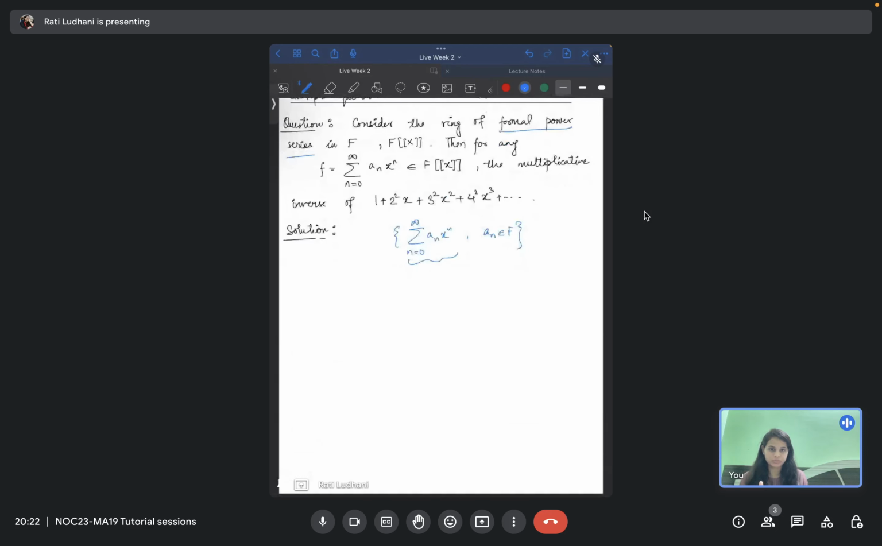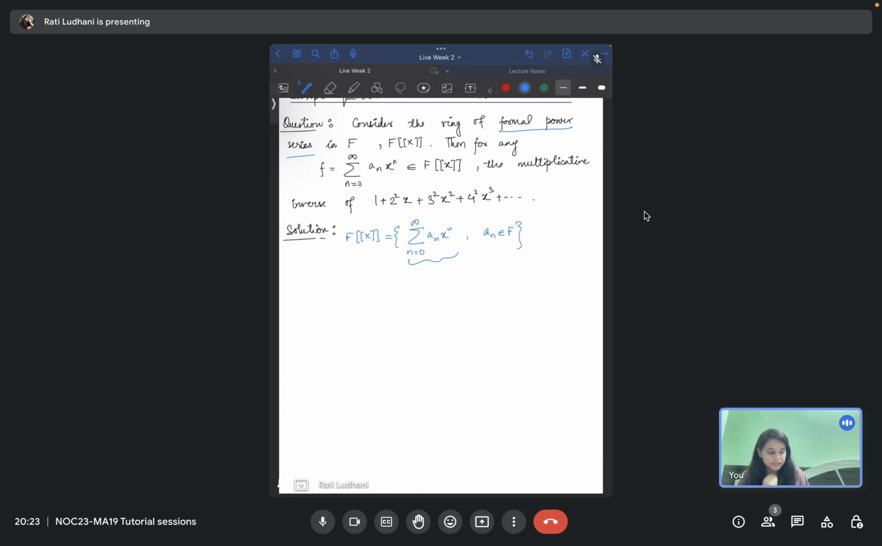We are not saying they should converge. This is just a written expression of something. For example, with Cauchy sequences you always think of whether it will converge. For polynomials it will converge because after a point the a_n are going to be 0. But this is just for notational purposes. We consider this ring of formal power series, and denote it by double brackets. This is a very interesting ring actually.